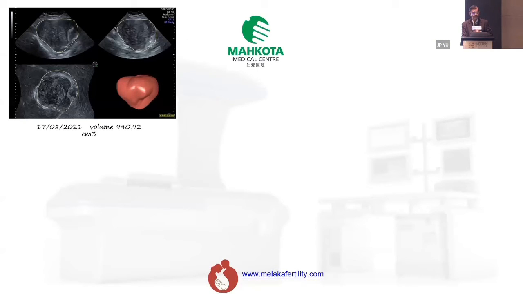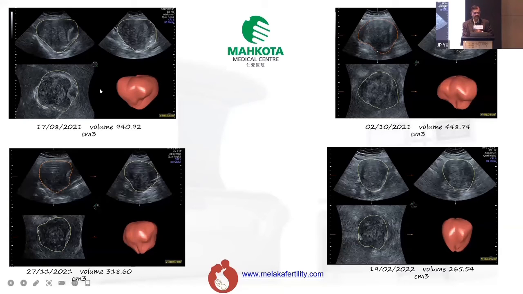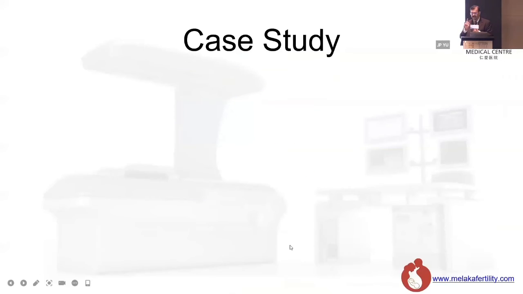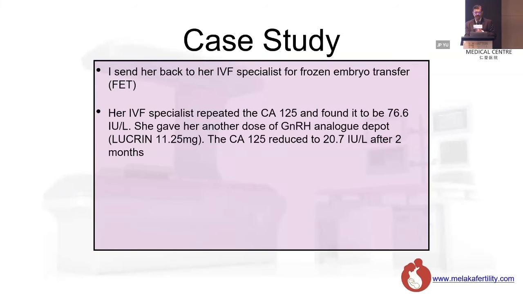And this is the ablation. You can see that at the beginning, the volume of the uterus was 940 centimeter cube. And 1 month later, it was 448. 3 months later, it was 318. And about 6 months later, it was 265. And this was a reduction of 71%. It's not of the adenomyosis, but of the uterus. So I sent her back to the IVF specialist and advised her to have an embryo transfer.